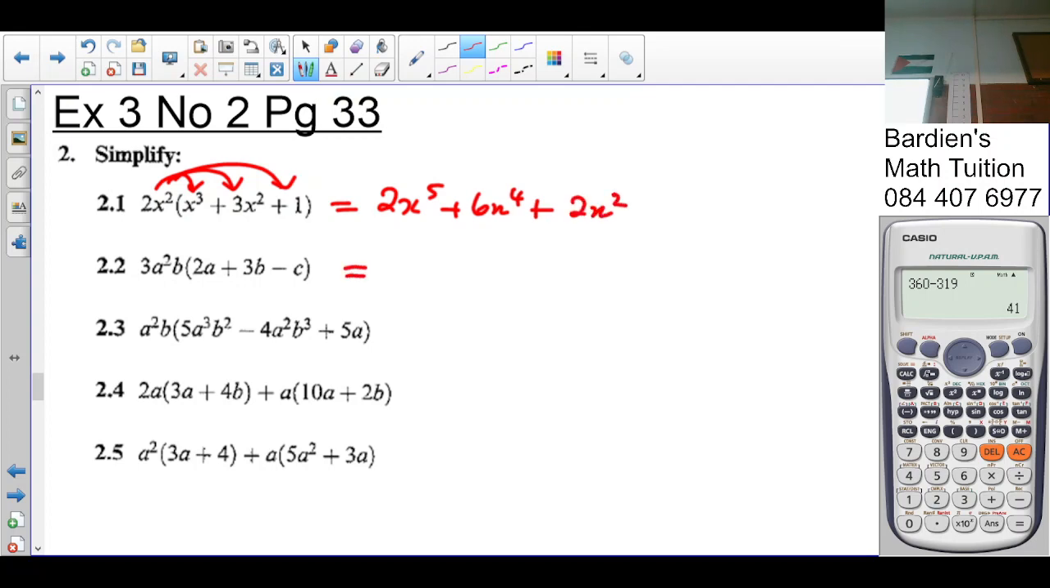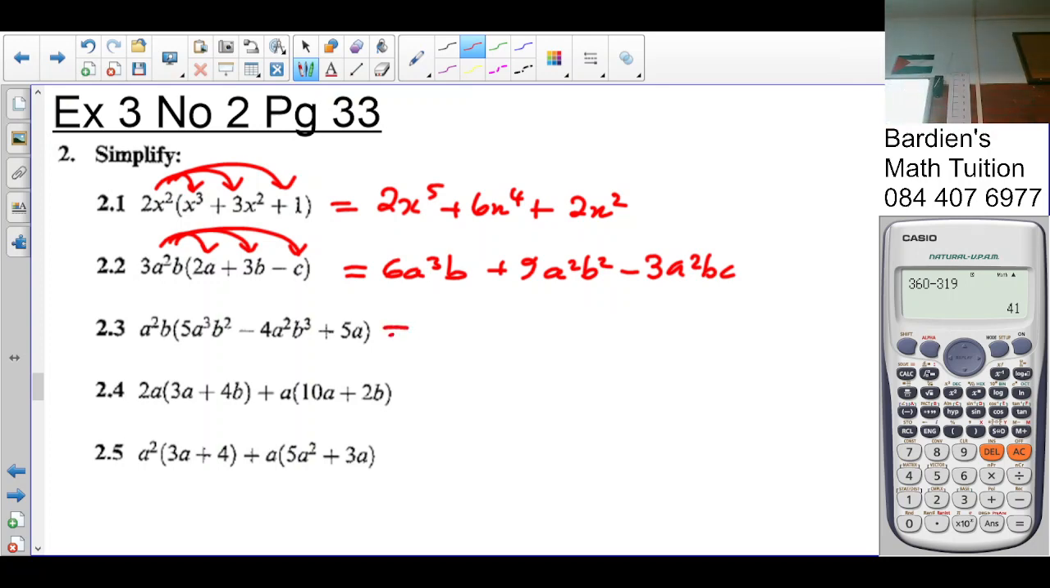Let's look at the next one. Again, using distributive law, getting rid of the brackets. So 3a squared times b is going to give you 6a cubed b. 3a squared b times 3b is going to be positive 9a squared b squared. And 3a squared b times negative c is negative 3a squared bc. Okay?